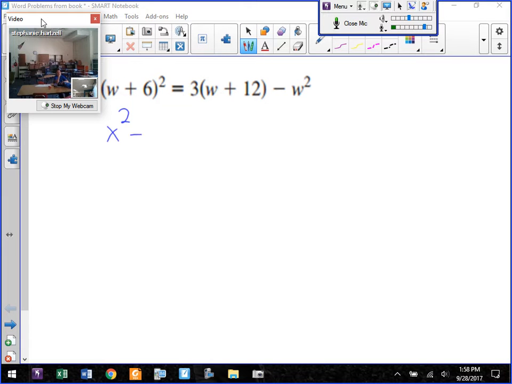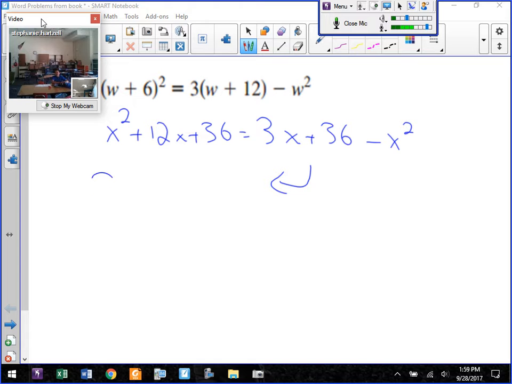So you got x squared plus 12x plus 36, 3x plus 36 minus x squared. Okay? As you go through that, you'll notice you have variables on both sides of the equation. What I would always strive to do is set one side equal to 0. I'm going to move everything to the positive side, so I have to add an x squared, subtract the 3x, and subtract the 36, moving everything from the right to the left.